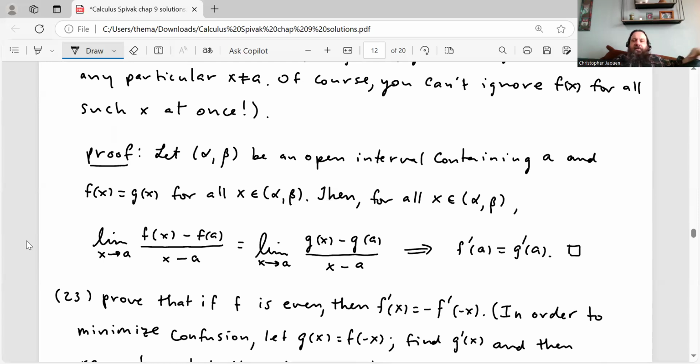This follows from rules of limits that we looked at, and I think we did it in chapter 5.